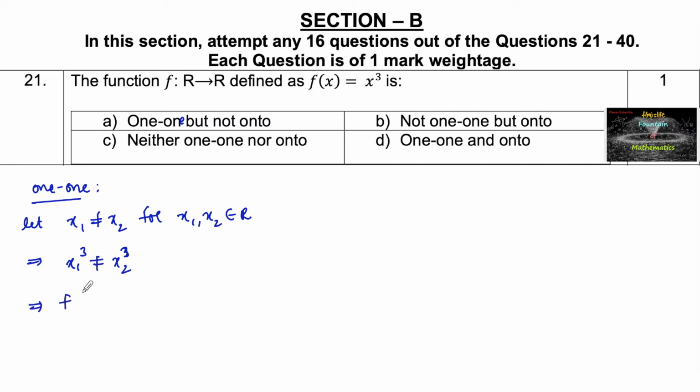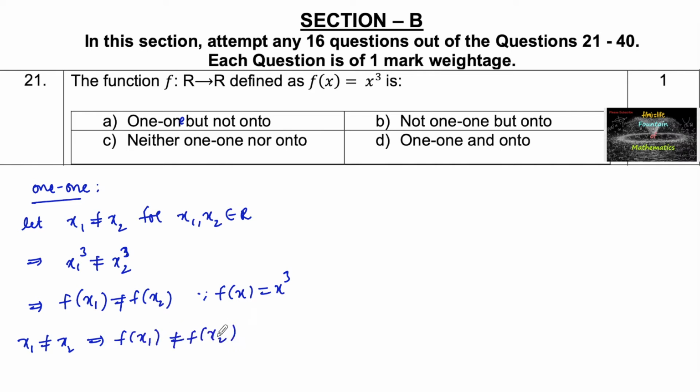So which implies that f of x1 is not equal to f of x2, since f of x is equal to x power 3. So we had x1 not equal to x2 implies f of x1 not equal to f of x2, which means that no two distinct elements have the same image, and hence we can say f is a one-to-one function.